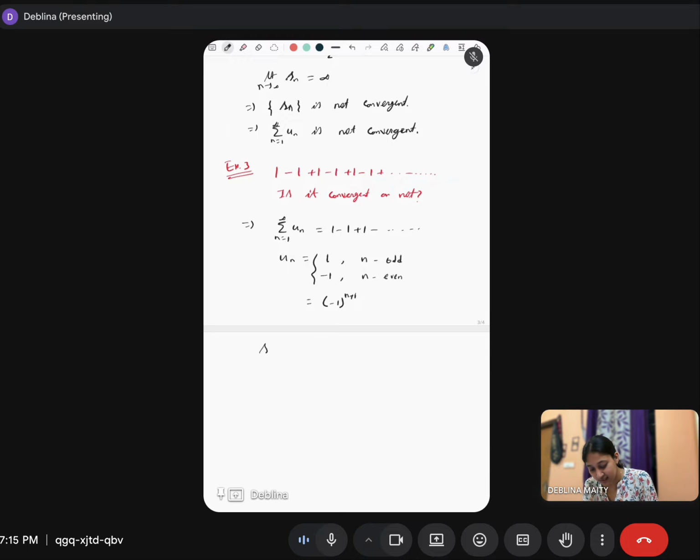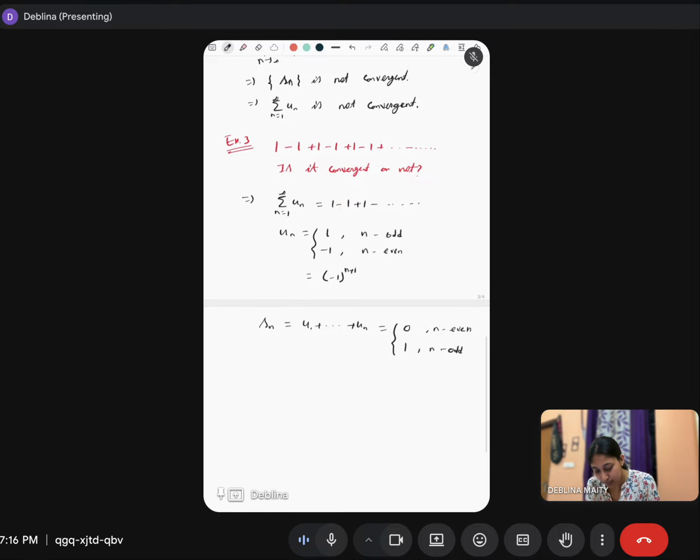Now what is Sn? Sn is the nth partial sum. So Sn will be u1 to un, right? So if n is even, it will be 0, right? And if n is odd, then it will be 1, right? And the other terms will be cancelled out, right? So Sn is 0 if n is even and 1 if n is odd.